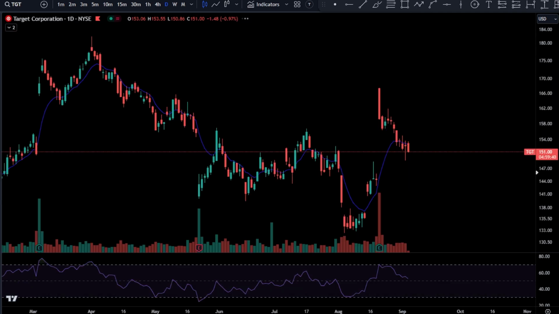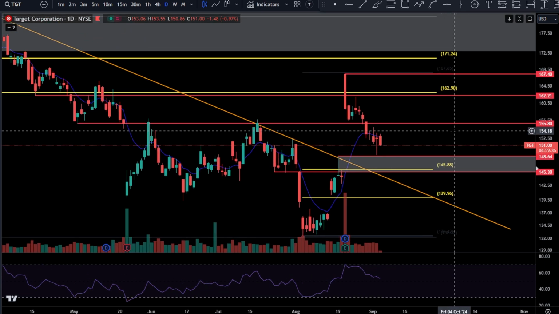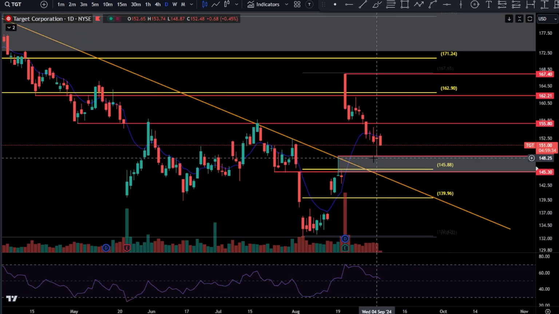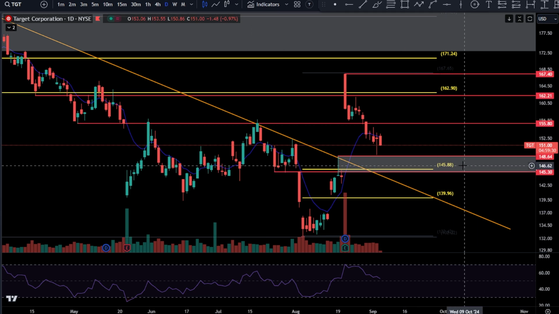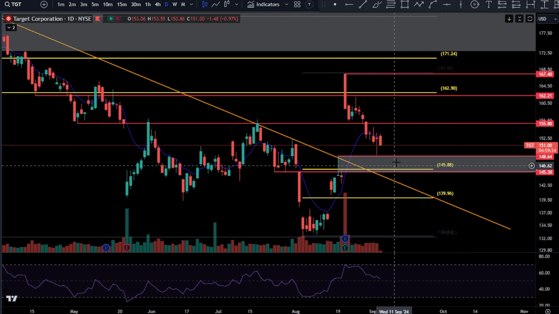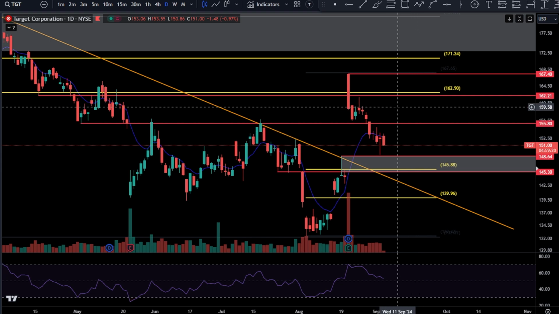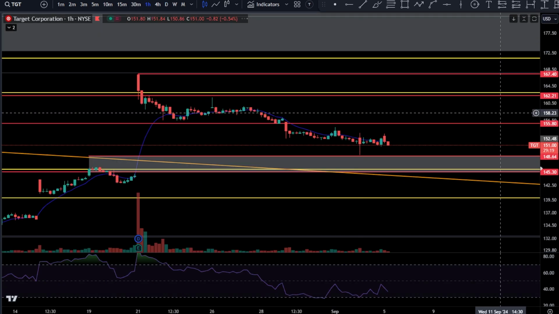All right, next one we're watching, TGT, Target. Why are we watching Target? Well, Target found buyers over here. I like that. That was my buy zone. I got my alert right here over at the 0.618 fib, golden pocket. It'll be a downtrend test, support test, golden pocket test. It'll be good down there. We got the confluence.